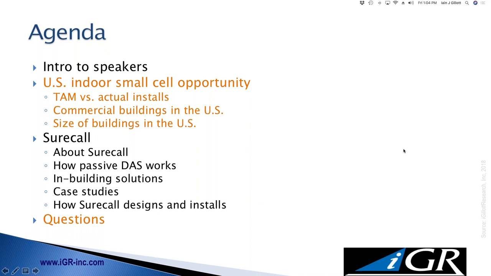And then Frankie is going to jump in from Shawcall and talk about the company. He's going to talk about passive DAS, so distributed antenna systems, how they're deployed in a building, what they provide for in-building cellular coverage. And then he's got several case studies to run through exactly what they've done, where they've been deployed, to give you some ideas and show you the breadth of the variance of the solution, if you like.